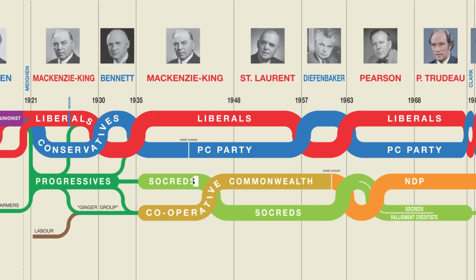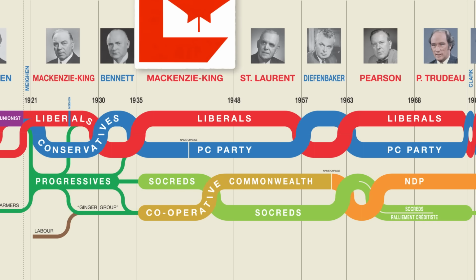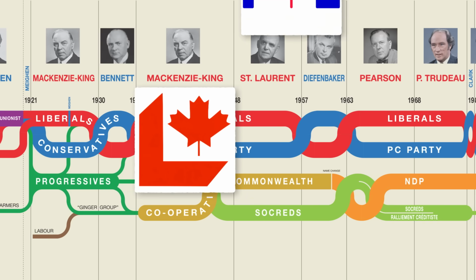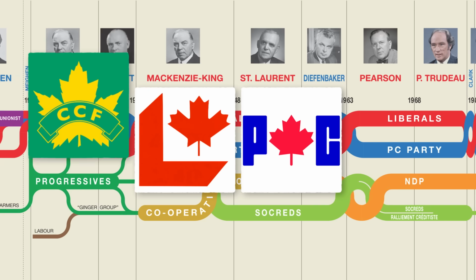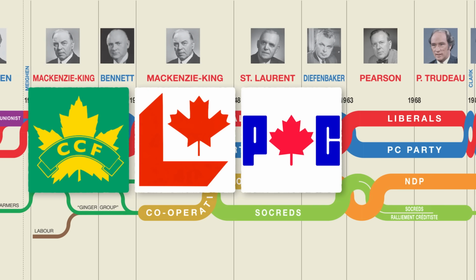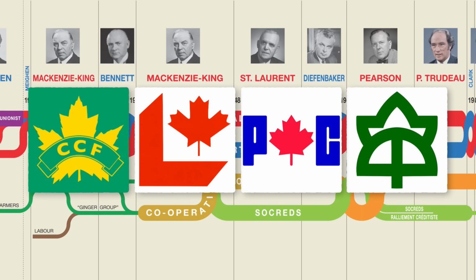Thus, for the next 50 years, Canada basically had four main parties: the Liberals, center-left, and the Conservatives, center-right, but also the CCF, which was even more to the left, and the SOCRED Party, which was even more to the right. It should be noted, however, that only the Liberals and the Conservatives ever held power.